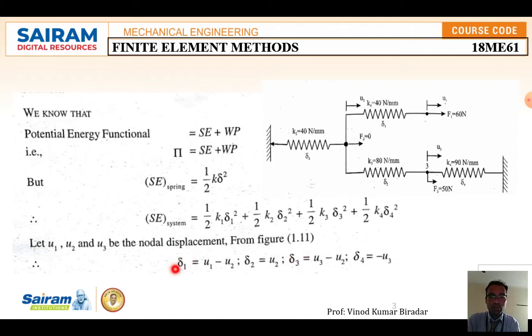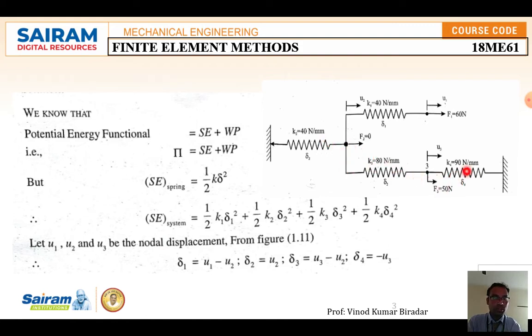Okay, so I already explained delta 1. If you apply a force here, there is displacement here and here, so that is U1 minus U2. Coming to delta 2, if you apply a force here, only one spring displacement takes place, so delta 2 is equal to U2. Coming to force 3, if you apply a force, this spring will displace, and this one, that is U3 minus U2.